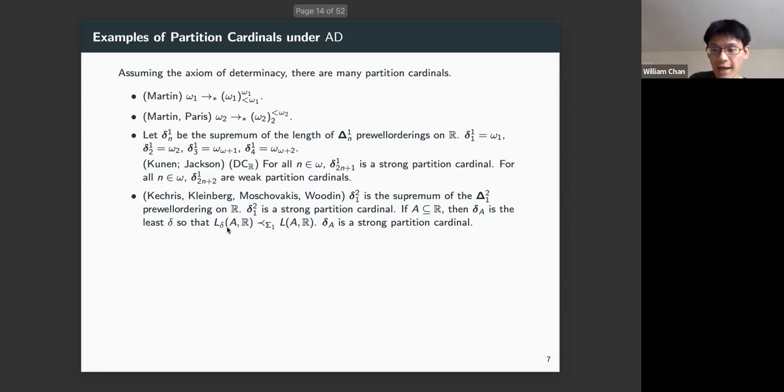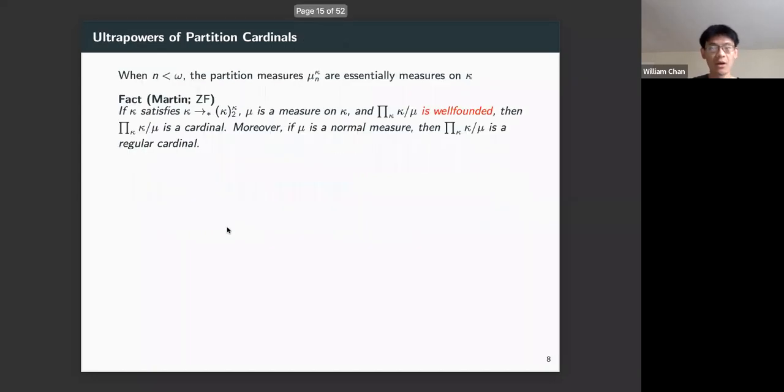So this last statement actually shows that under AD, if you let theta be the supremum of the ordinals which R surjects onto, there are actually cofinally many strong partition cardinals underneath theta. So there are a lot of strong partition cardinals in AD. When n is finite, the partition measure mu kappa n is essentially a measure on kappa.